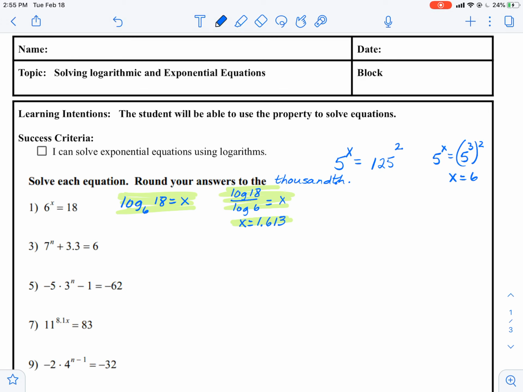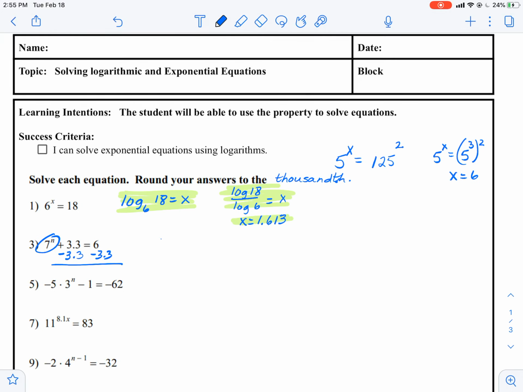What I'm showing you here is the expectation for what you will do on your worksheet or test. Now in this case, I'm solving for this. That is my exponential, so I'm just going to need to move that 3.3 over to the other side. So I get 7 to the n equals, what is that, 2.7? Make sure I got that right. Yep.